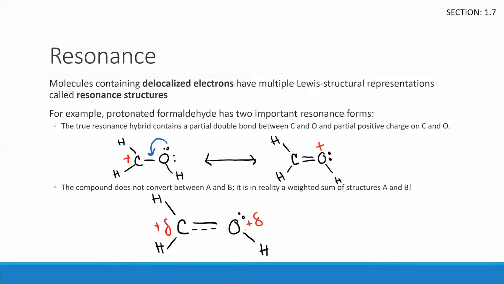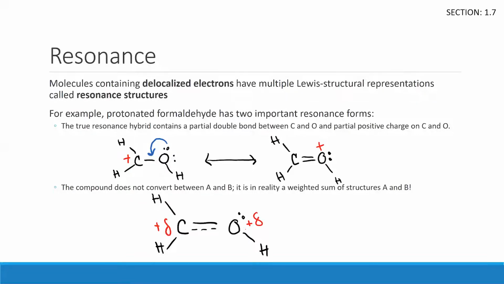Another area where we will be using curved arrows a lot, and you'll see movement of electrons, deals with resonance. As a reminder, resonance occurs when you have molecules containing delocalized electrons, electrons that are not sitting in one place, they're moving between elements. This means that they have multiple Lewis structural representations, and those representations are called resonance structures.